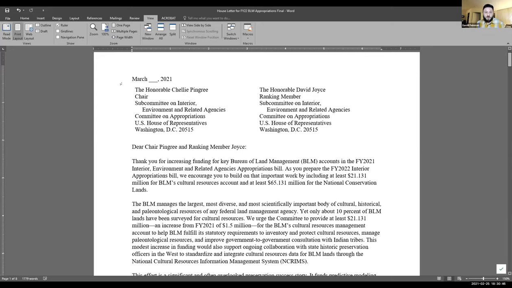And so with this letter, I guess the first fundamental thing you need to know is who you are writing it to. India walked through the fact that there are 12 subcommittees within the appropriations committee. Virtually everything you would be doing if you are seeking money would be through the subcommittee on Interior, Environment and Related Agencies. So we're sending this letter to Congresswoman Chellie Pingree of Maine, who's the chair of that subcommittee, and Congressman David Joyce of Ohio, who is the ranking member.